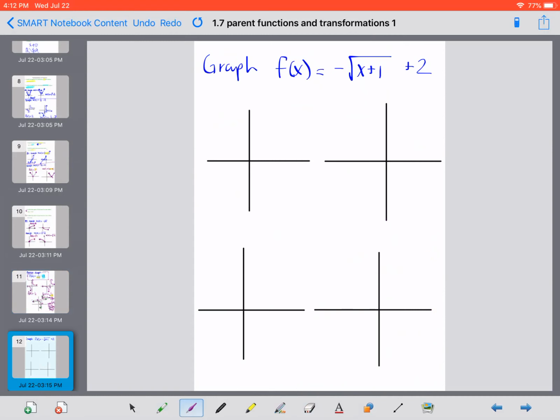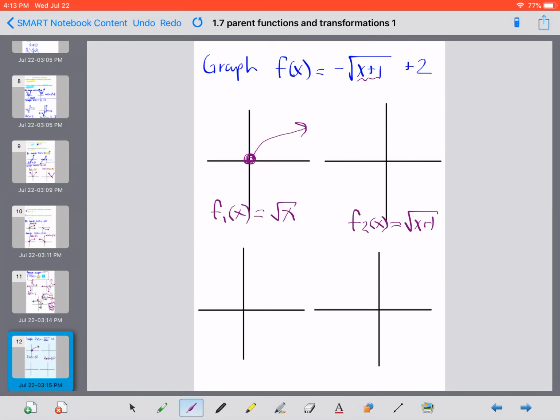So our parent function, hopefully it's clear, let's call it f1 of x, is just plain square root of x. So we know what that looks like. That looks something like this. Now we're going to try to transform it into this end function, the negative square root of x plus 1, plus 2, one step at a time. So I'm going to start with the transformation closest to x, which would be, I'll call this next function f2 of x, which is square root of x plus 1.